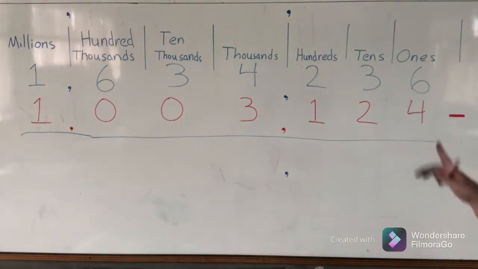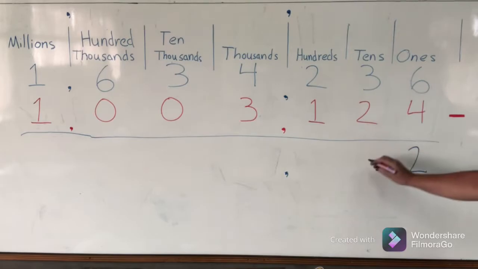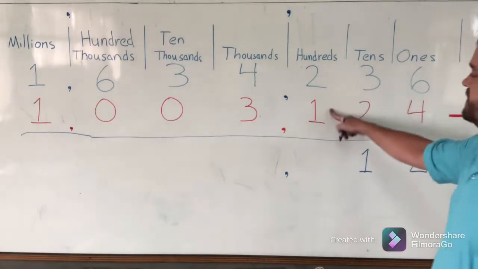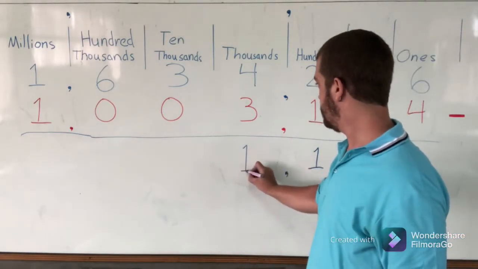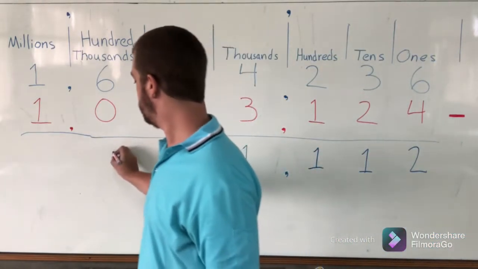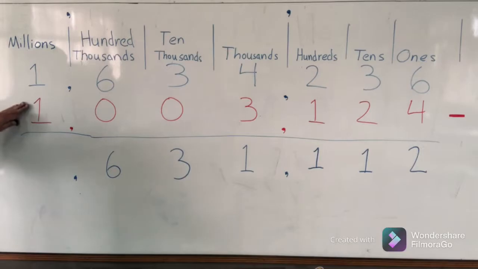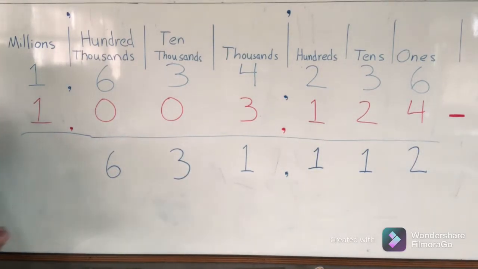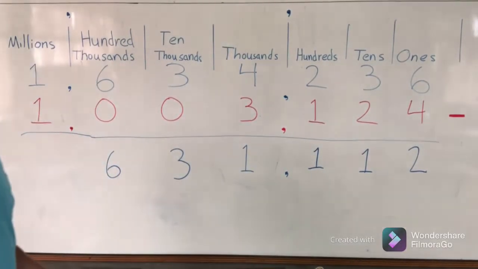So we'll start back over here in the ones. 6 minus 4, that's easy, okay? 3 minus 2, that's 1, that's easy. 2 minus 1, easy, it's a 1. 4 minus 3, also easy. 3 minus 0, these are all really easy. 6 minus 0, don't forget your comma. And then 1 minus 1. So actually we have 0 millions, which means that we can get rid of that comma. And the answer is just 631,112.